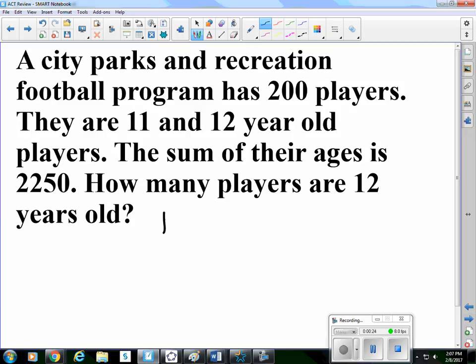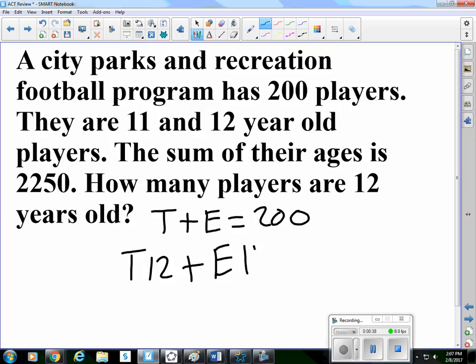So if we say the number of 12-year-olds plus the number of 11-year-olds is equal to 200, we have one equation. If we say that the number of 12-year-olds times 12 plus the number of 11-year-olds times 11 is equal to 2,250, then we have two equations, so we can solve for both of those.